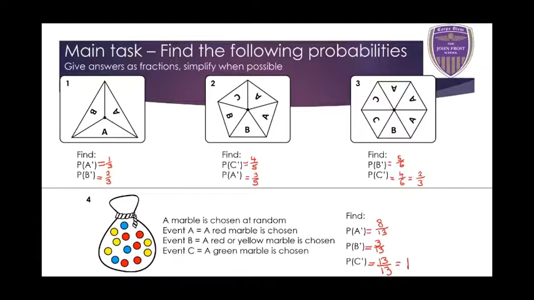And the last question, for part C: find the probability of C not happening. Well, there were no green marbles in the bag, so the chance of you not picking a green marble is 100%. You can't pick a green marble out. Let's have a look at the checking question now.